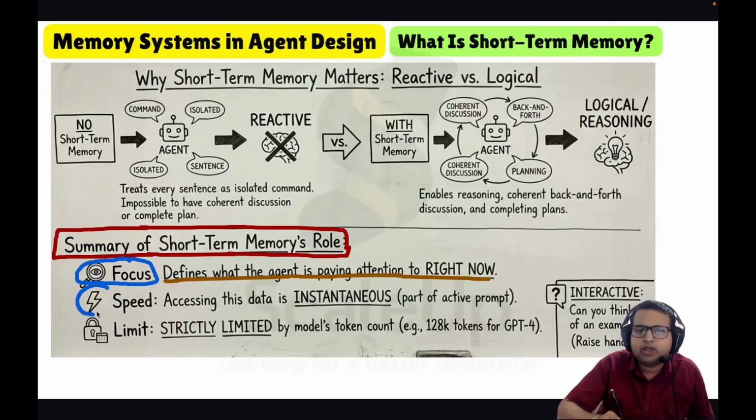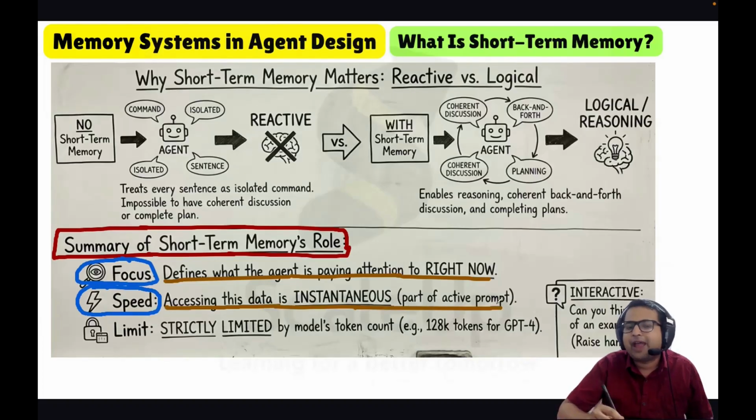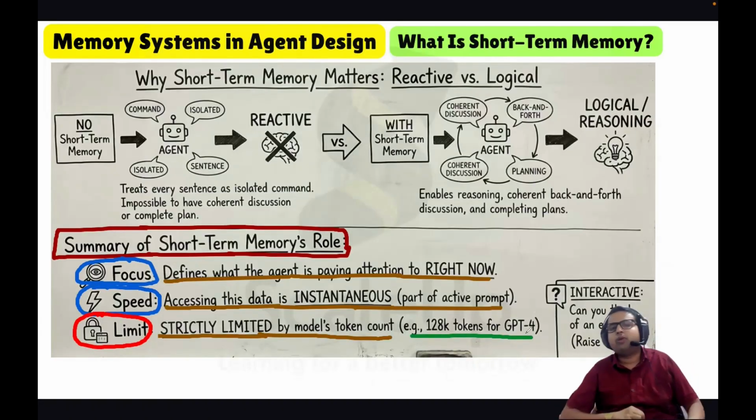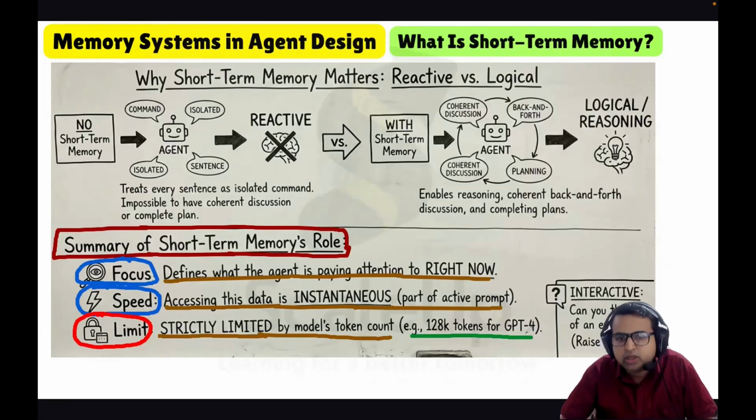Speed. Now, short-term memory is like active and live data, so accessing it is very fast. Accessing short-term memory is instantaneous because it is part of the active prompt. And there is a limit to short-term memory. Short-term memory is limited because the context window is limited. So short-term memory is strictly limited by the model's token count, like 128K tokens for GPT-4.